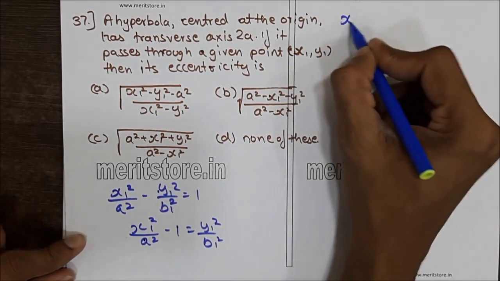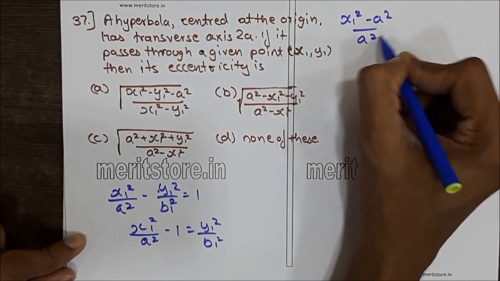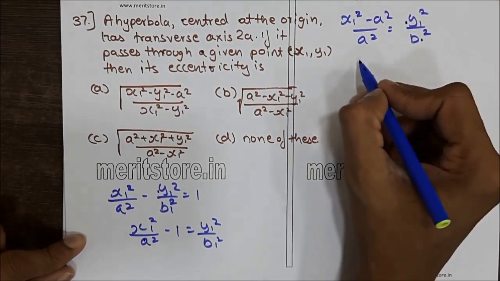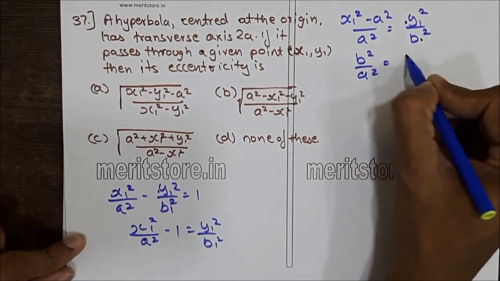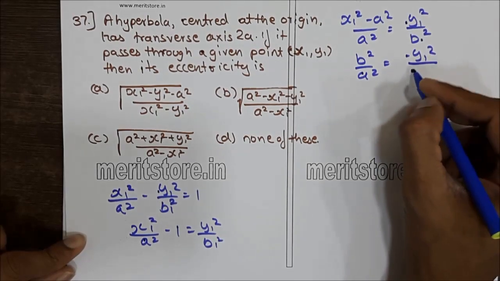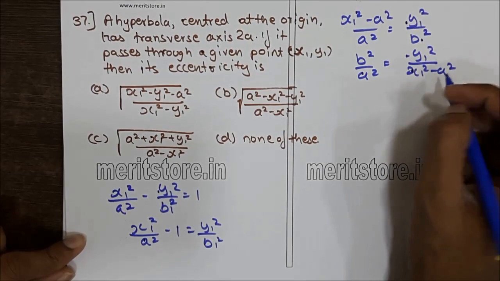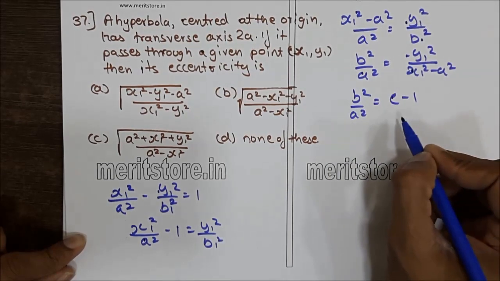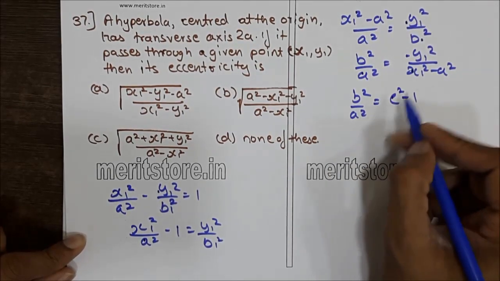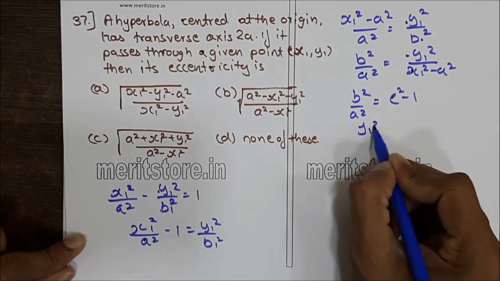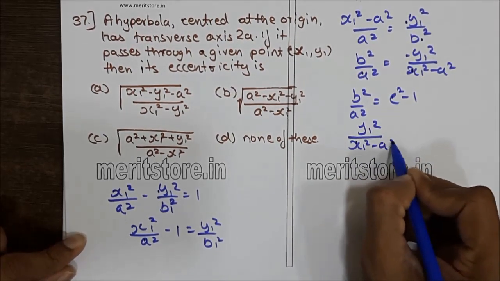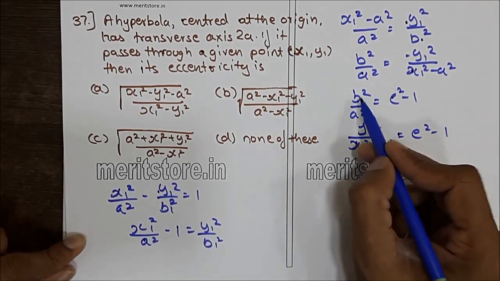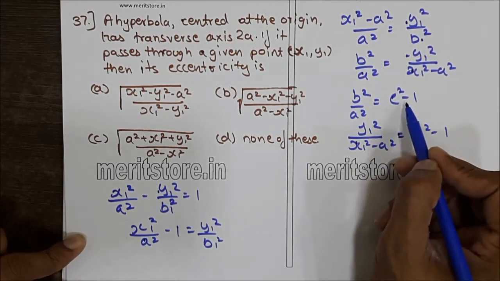For the solving this, we get x1 the whole square minus a square upon a square, which we get as y1 square upon b square. For the solving this, we get b square upon a square equal to y1 square upon x1 square minus a square. So we have b square upon a square is equal to e square minus 1. So we can substitute the value of b square upon a square, we get y1 square upon x1 square minus a square equal to e square minus 1. Please know that this is the formula of eccentricity, where b square upon a square equal to e square minus 1.